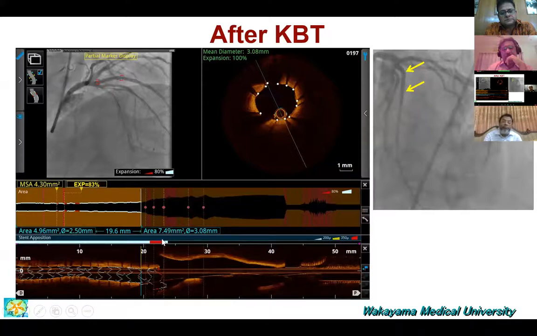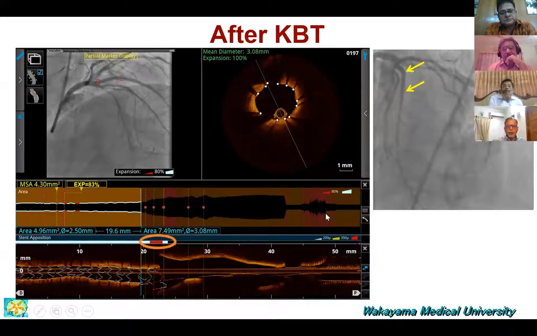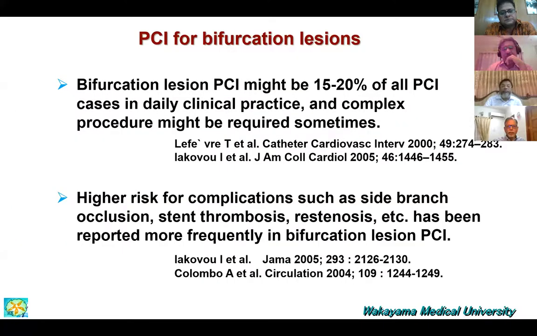And then proximal side, you can identify the red color. This means the presence of the side branch, and only the proximal is well attached, right? And this is an angio final result. It looks good. And so this demonstrates a diffuse region and bifurcation at the same time.